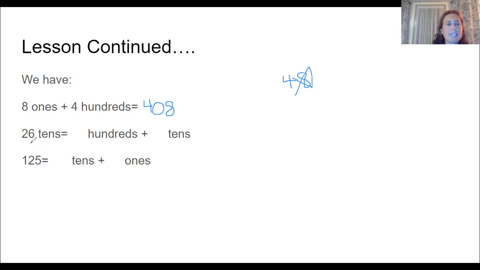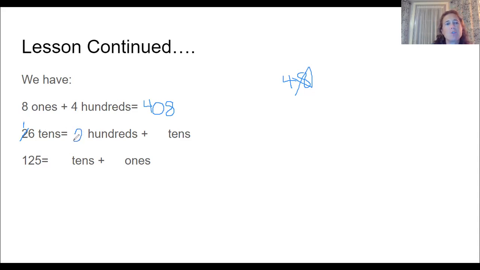All right, now we have 26 tens. Well, if I have 26 tens, let's think about that. How many tens do I need to make 100? Well, we just learned by the other problem that I need 10 tens to make 100. Okay, so if I take one set of 10 tens here, that leaves me with 16. But that only gives me one set of 100. I need 2 sets of 100, right?